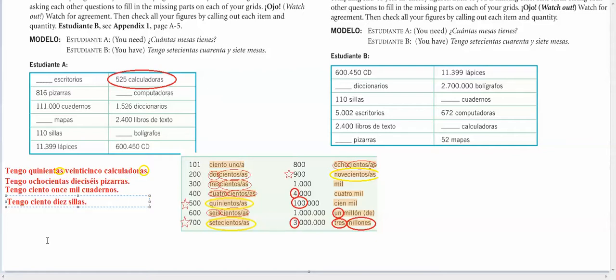But if you looked at another one that's feminine over here, that's 600. Did we already do that one? No, the computadoras, you would say tengo 672 computadoras, okay? Because computadoras is feminine, I'm gonna make my 600. Tengo 672 computadoras.